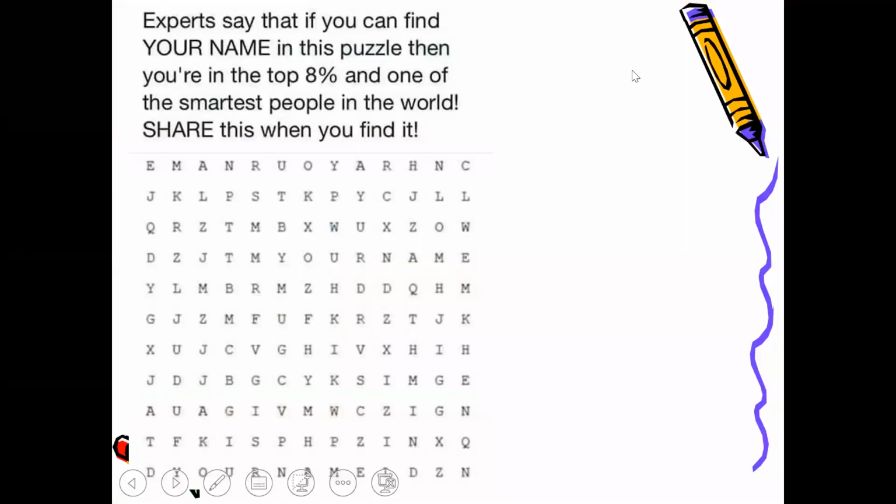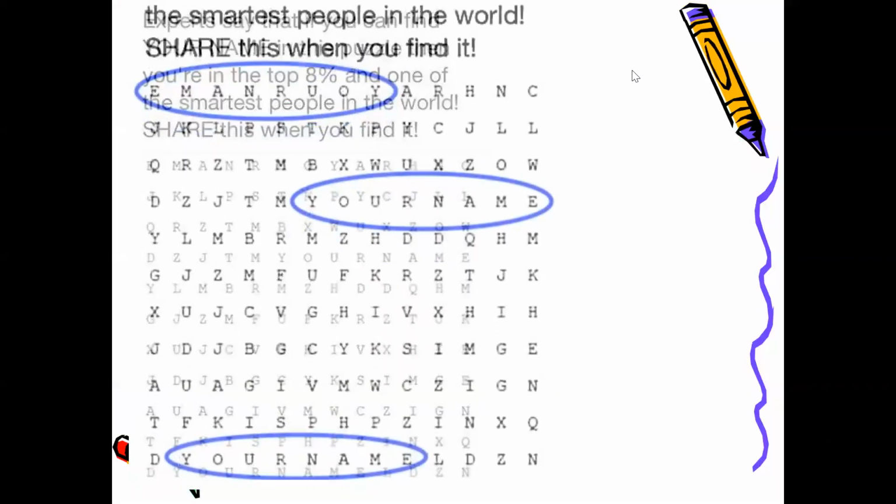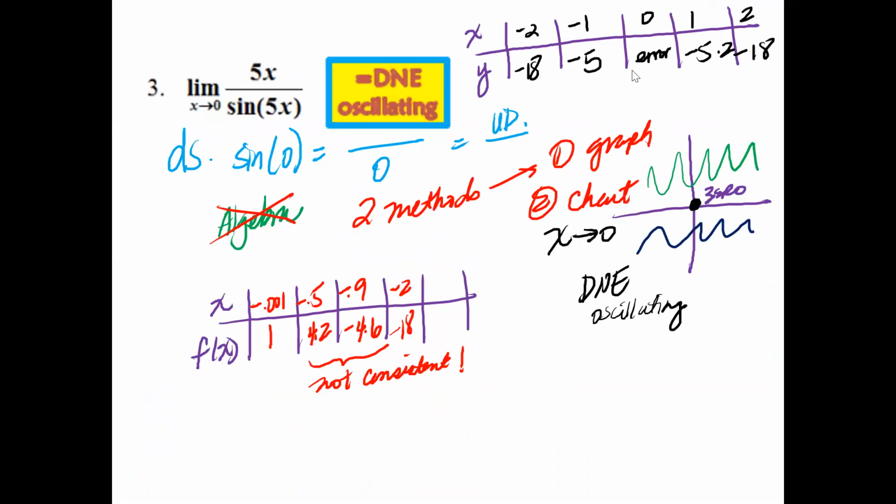All right, let's go ahead and see if you're the top 8% of the smartest people in the world. I'm not sure if I believe this, but see if you can find your name. I hope you found your name.